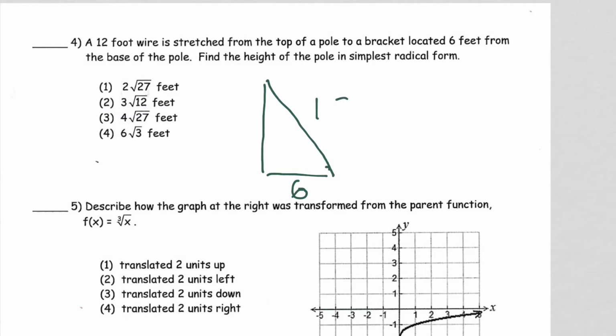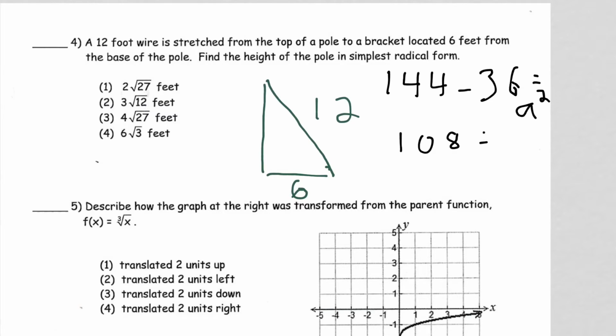It's going to be a 12-foot wire, so you can see that here we have one leg and we have the hypotenuse. So in order to find the other leg, we're going to have to subtract instead of add. So we're going to have 12 squared, which is 144, minus 6 squared, which is 36, and that's going to equal the other leg squared. So 144 minus 36 is 108. That's going to equal a squared.